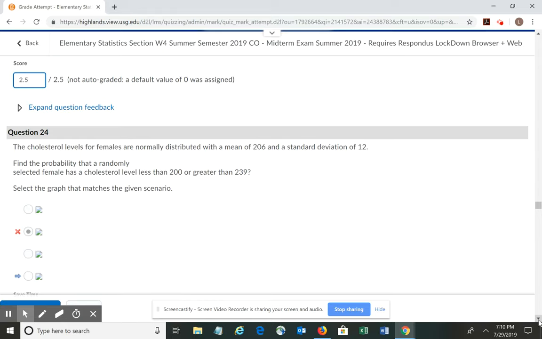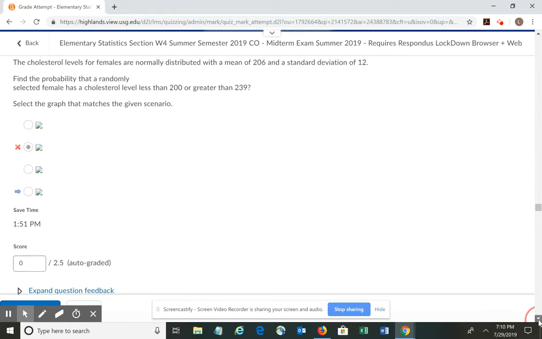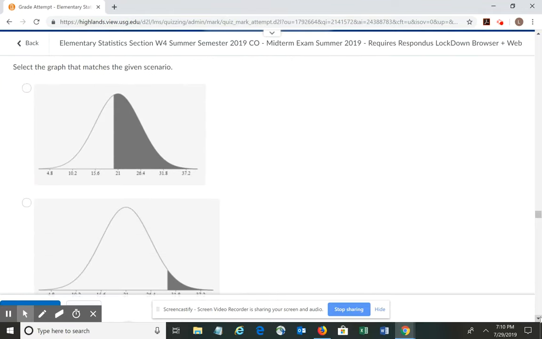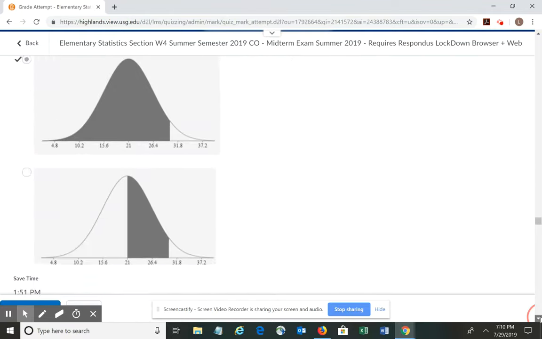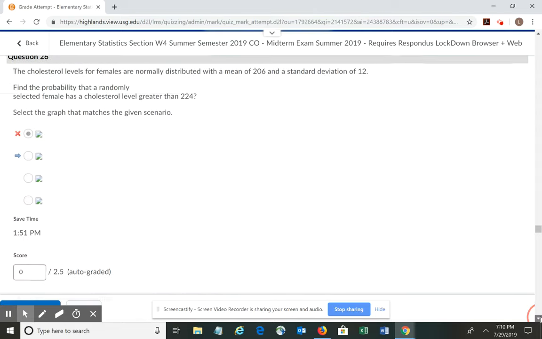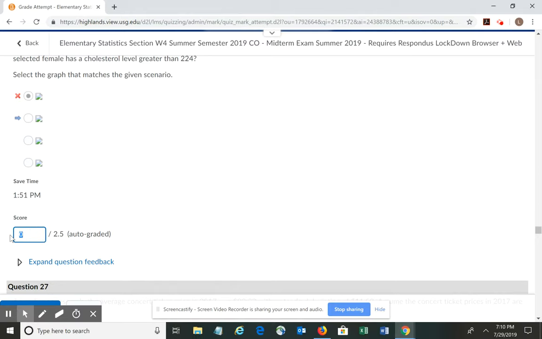Selecting the graph on question 24, the graphs did not populate, so I automatically gave the students credit, because they couldn't see the graphs, they didn't know which one to pick. Question 25 is auto-graded. Question 26, again, the graphs did not populate. I automatically give them credit.